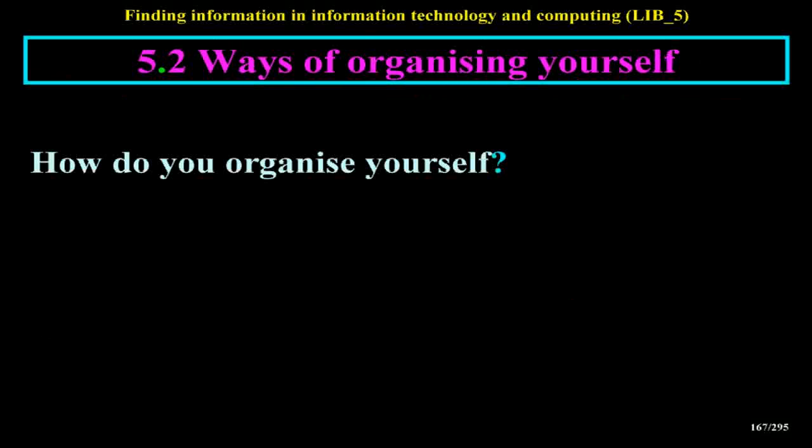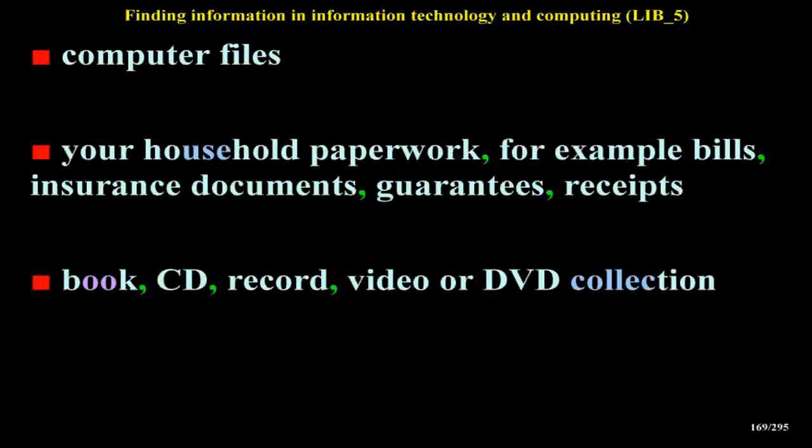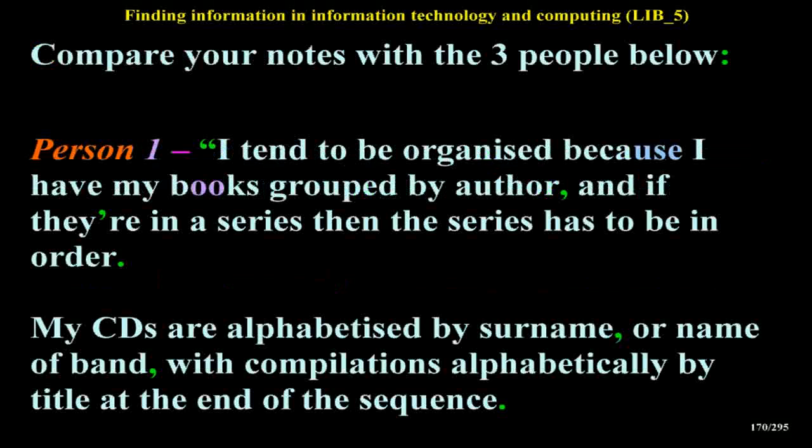5.2 Ways of organizing yourself. How do you organize yourself? Activity. Make a note of how you organize your emails, internet bookmarks or favorites, computer files, your household paperwork, for example bills, insurance documents, guarantees, receipts, and your book, CD, record, video or DVD collection. Compare your notes with the three people below.